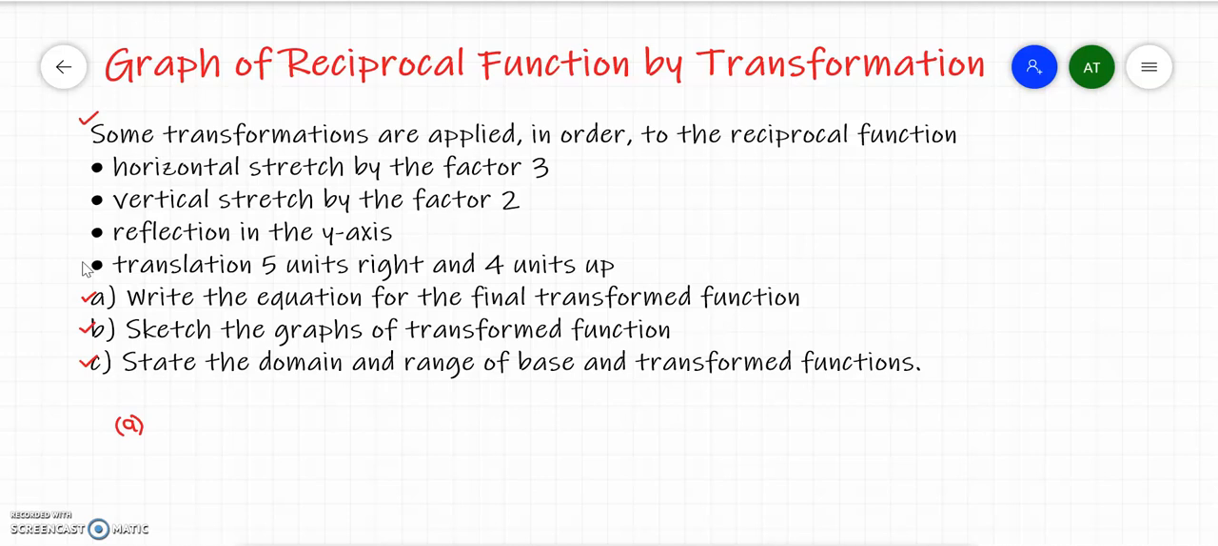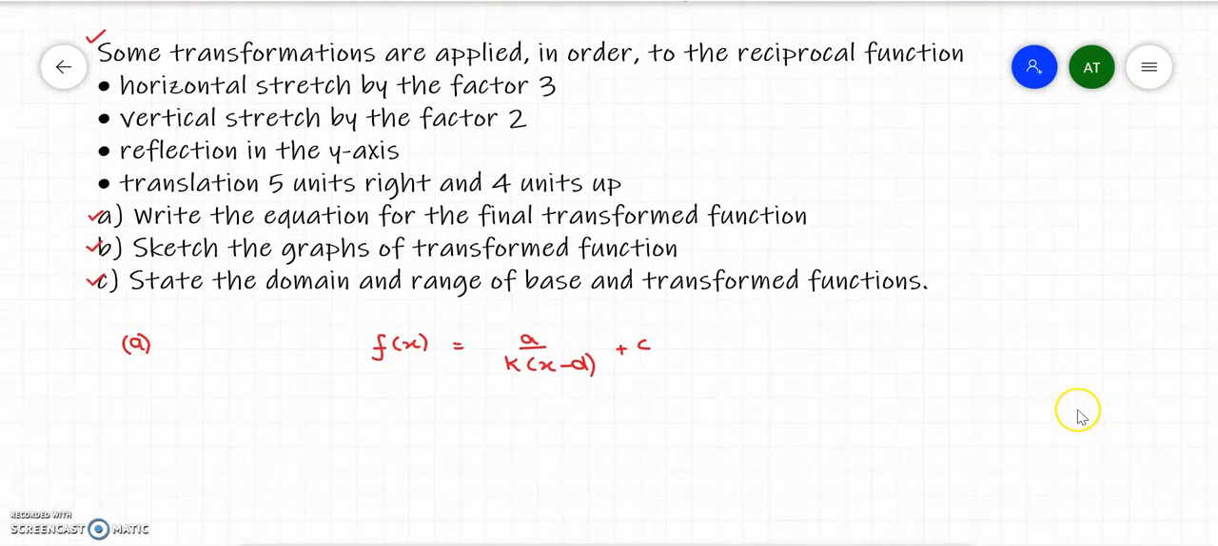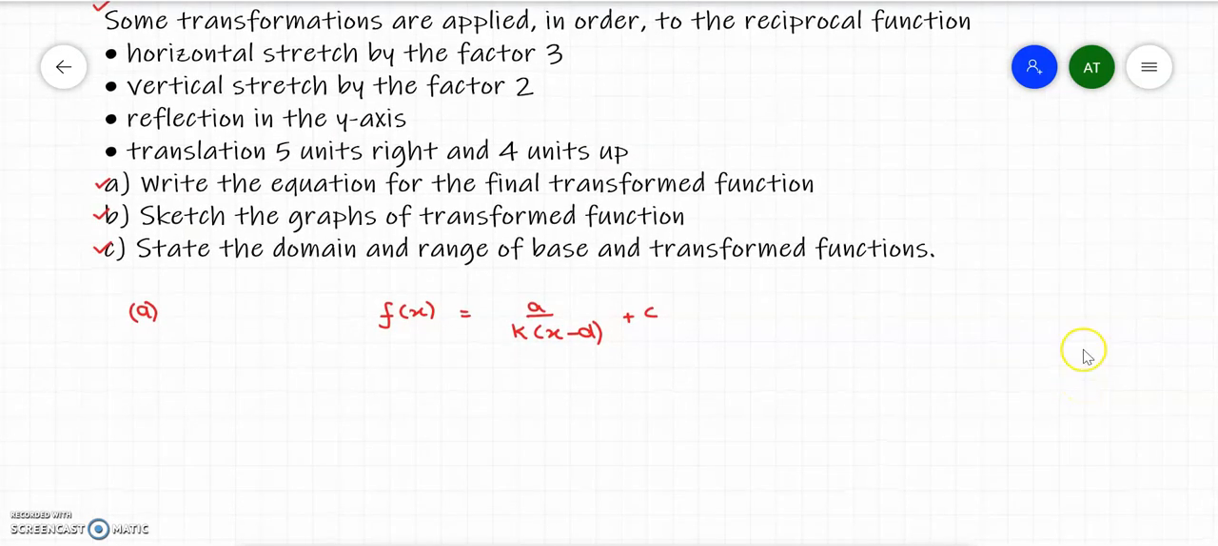So first, I would like to write down the transformed reciprocal function, that is a over k into x minus d and then plus c. Okay, so let me write down what is a, k, d and c. The first transformation we have is horizontal stretch by a factor of 3. It means that my k value is 1 divided by 3.